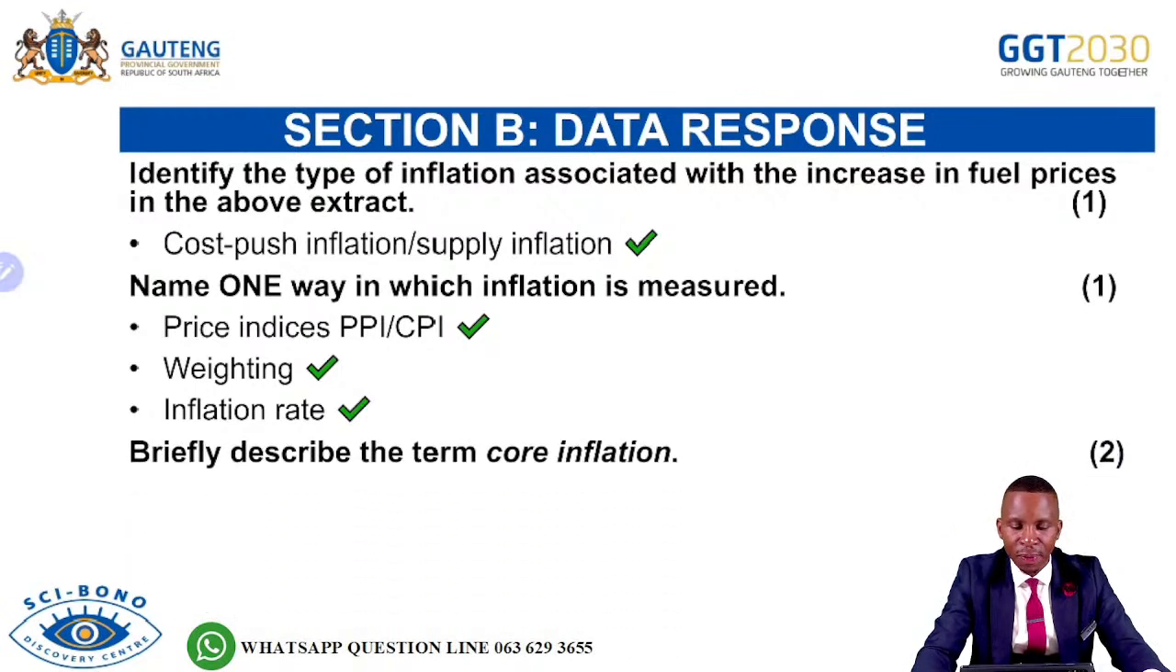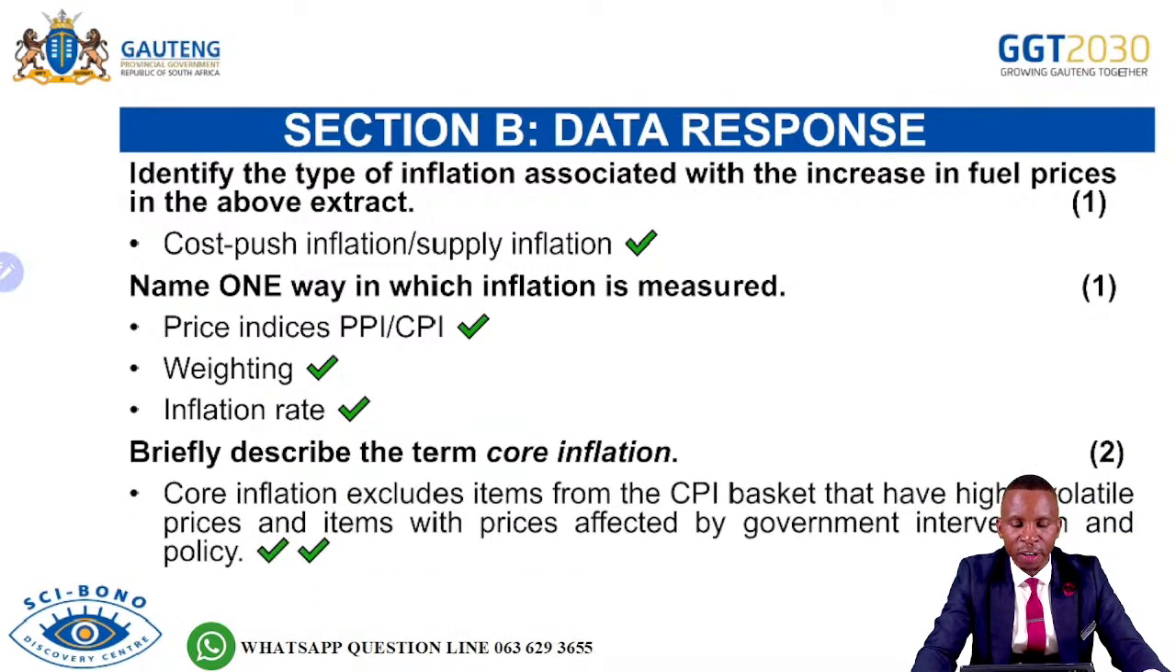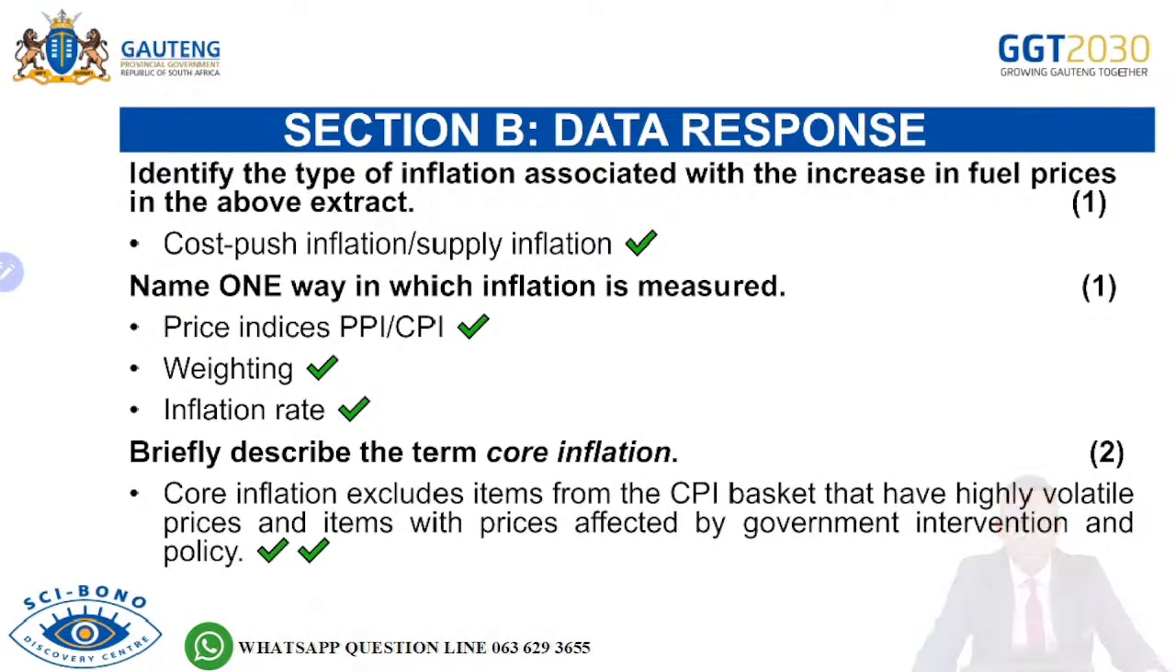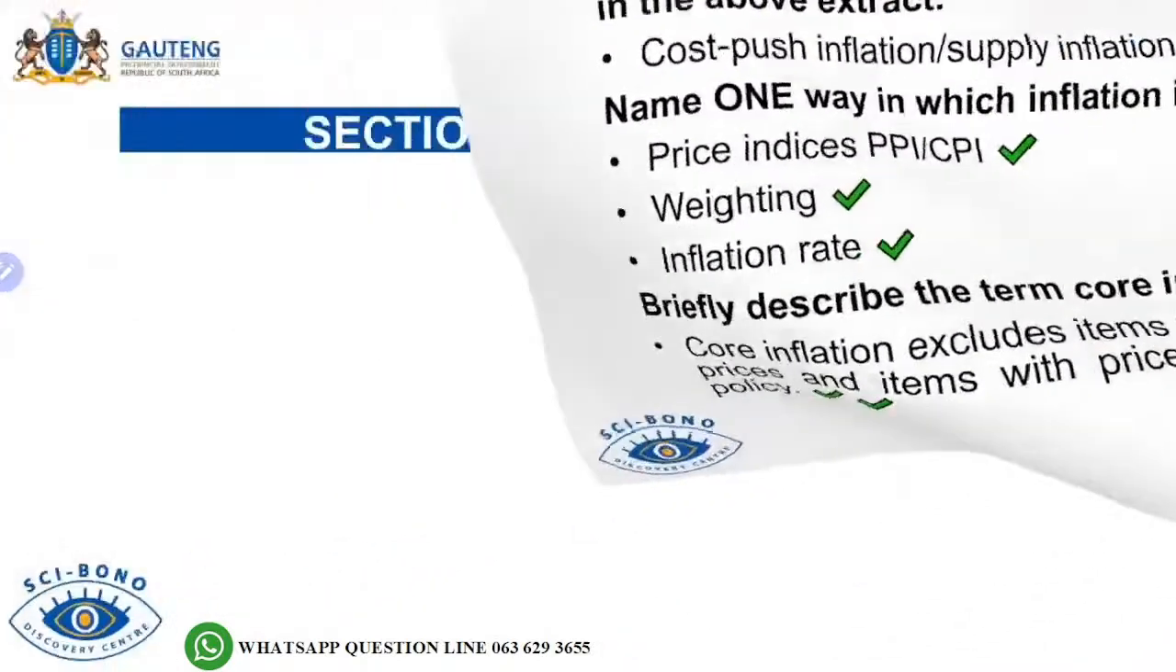Briefly describe the term core inflation. Core inflation excludes items from the CPI basket that have highly volatile prices and items with prices that are affected by government intervention. Remember, highly volatile prices are prices that can increase or decrease in a short period of time. Those prices will always lead to uncertainty, so they are excluded from core inflation. Also, prices that have government intervention are not part of core inflation.